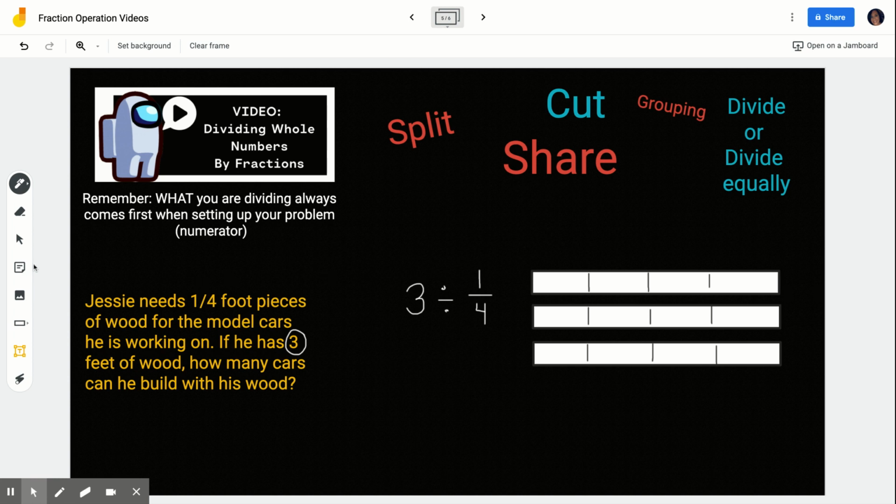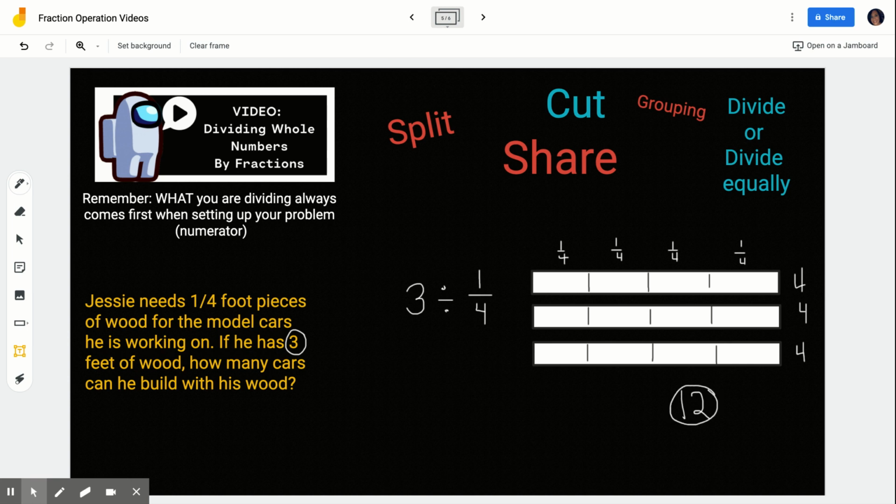So we know that Jesse can build, let me go back and grab my white. We know that Jesse can build 4 cars because this would be 1/4 plus 1/4 plus 1/4 plus 1/4. So Jesse can build 4 cars out of the first foot. We know that the model looks exactly the same. So that means that he can build 4 cars out of the second one and 4 cars out of the third one. So we know just by drawing our model that Jesse can build 12 cars.